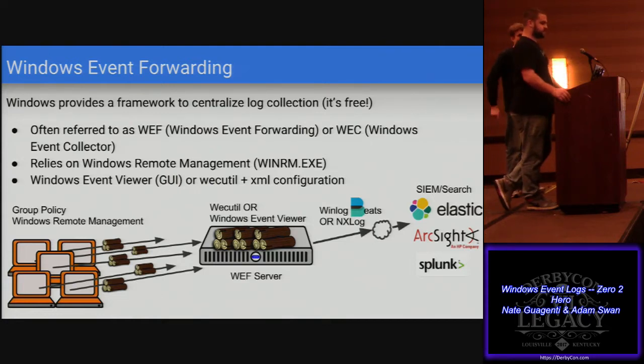Okay, all right. So this is kind of what Windows Event Framework looks like. Essentially, you're just deploying it through a GPO to all your computers. All your computers talk to one centralized server. Then from that server, you use something like NXLog or Elastic Winlogbeat, and then send it to your SIM.